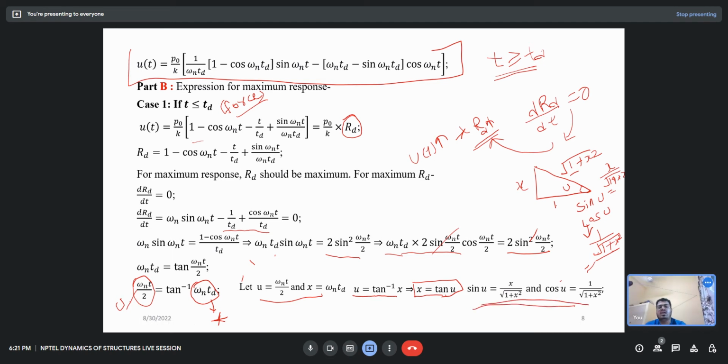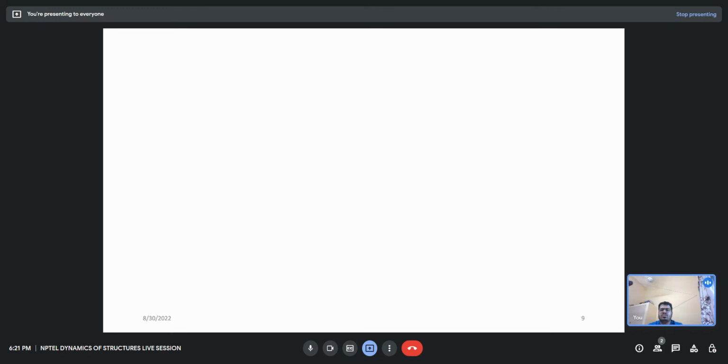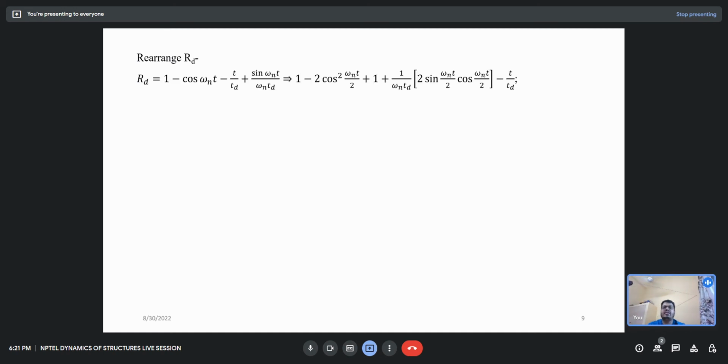So now these things we will utilize in your equation RD to maximize it. How do we simplify the terms? So, rearranging the RD, that was my RD. As I have considered, u is equal to omega and x is the first term, I have simplified this cos omega nt. I can write cos omega nt as 2 cos square omega nt divided by 2, minus 1, and this term is replaced here, and t over td is written here.